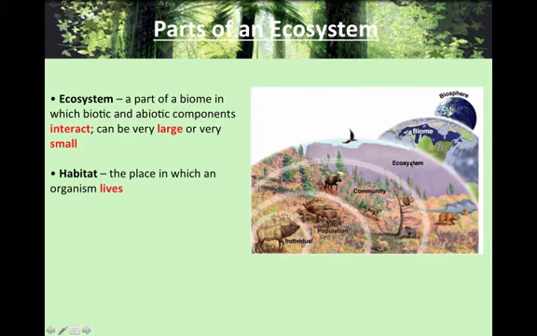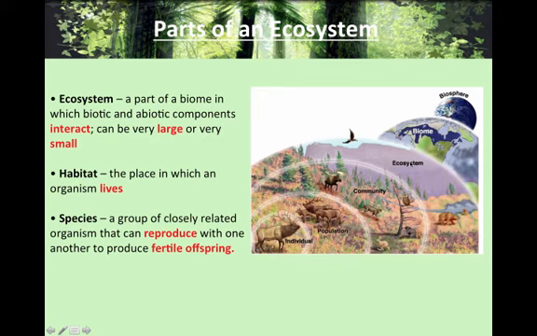Habitat is what we would find within an ecosystem, and this is a place where an organism lives. And species is a group of closely related organisms that can reproduce with one another, and in that they produce fertile offspring, and that's a key term with species.